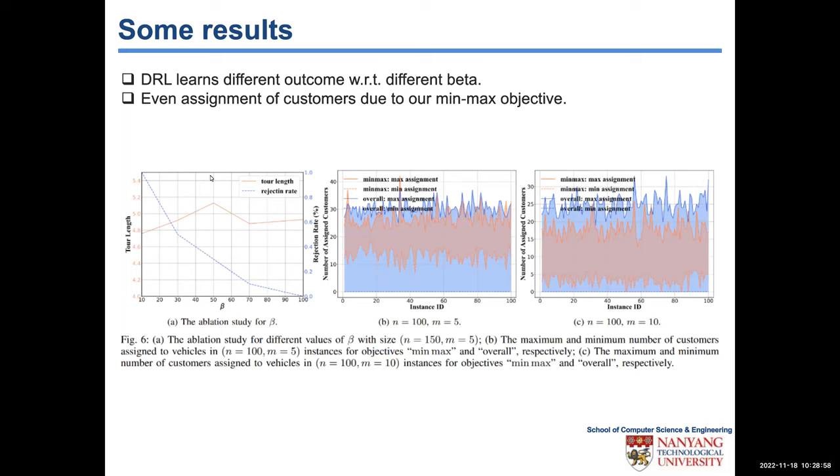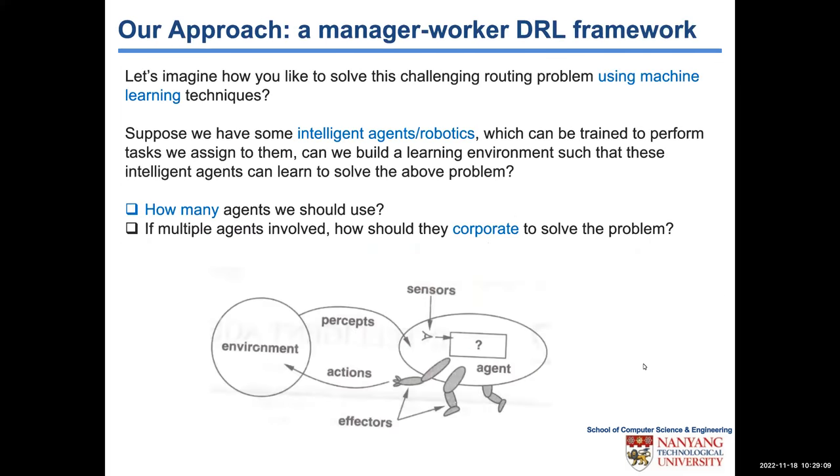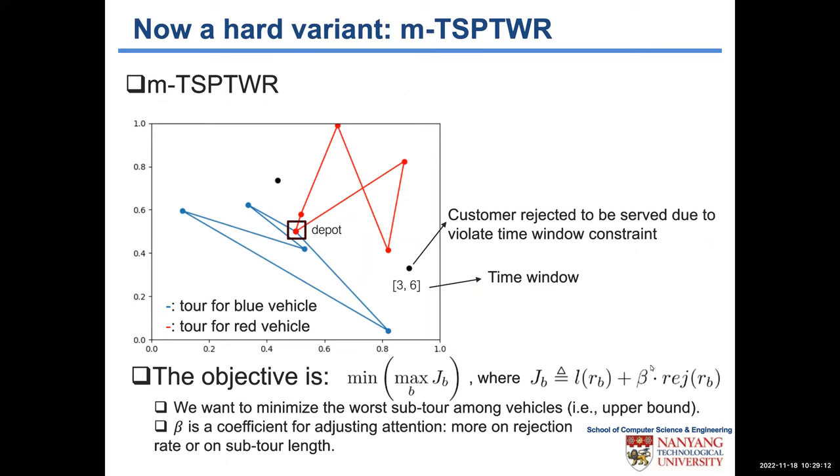On the left, we did the experiment on the parameter beta. To recall, beta is just a hyperparameter to adjust the weight of the rejection rate and the tour length. If beta is much bigger, which means the rejection rate plays a major role in the overall objective, then the agent should pay more attention to minimizing this part. If beta is small, then the tour length may be more significant, and the agent may learn to minimize that part.